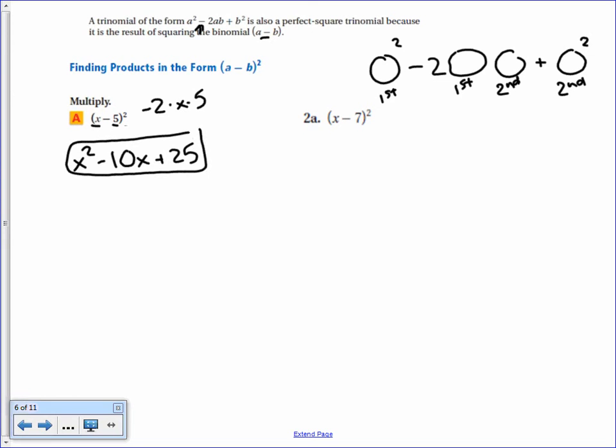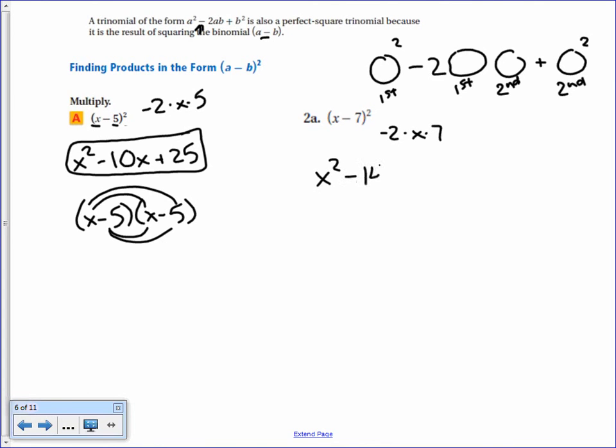And remember, in all these problems, if you ever are unsure about your shortcut, you can always FOIL it out. Again, that's saying x minus 5 times x minus 5. So if you wanted to, you could FOIL it out. Otherwise, these are shortcuts. These are a shorter way to do it. Next one here, x minus 7 squared. So the first one squared, so x squared, minus 2 times the x times the 7. So that gives me negative 14x. And then plus 49. So that's the answer for that one.